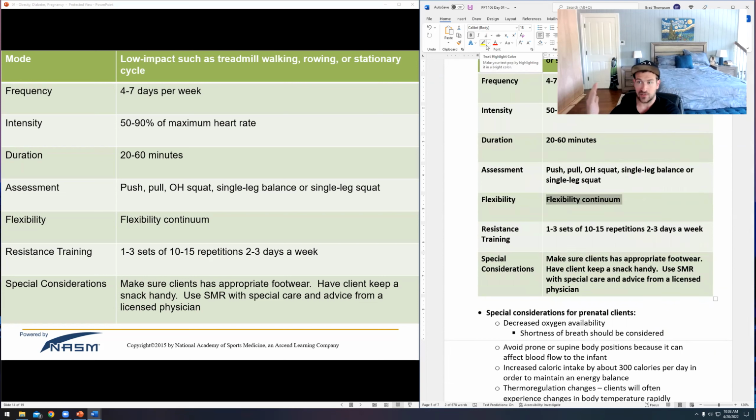You can go through the entire thing. Static stretches, active stretches, dynamic stretches, whichever one's most appropriate, depending on what level of training you are in with your client. And then generally anywhere from 1 to 3 sets, 10 to 15 repetitions. So that's like moderate intensity. We're not getting super high intensity.